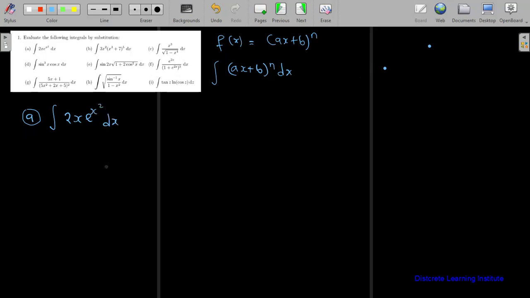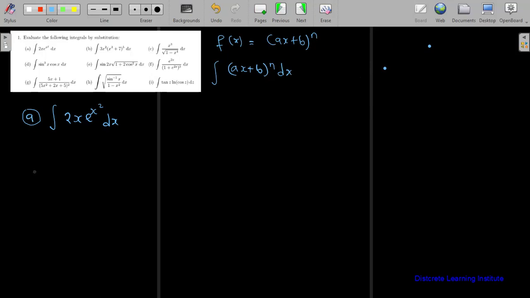So you want to integrate this by substitution. You can see here that you have two functions, 2x and another function e to the power x squared. So how do you integrate this using substitution? You look at the question and say, I want to do integration by substitution. You have to let u be a function, and then you find du dx, and then you make dx the subject of the formula.